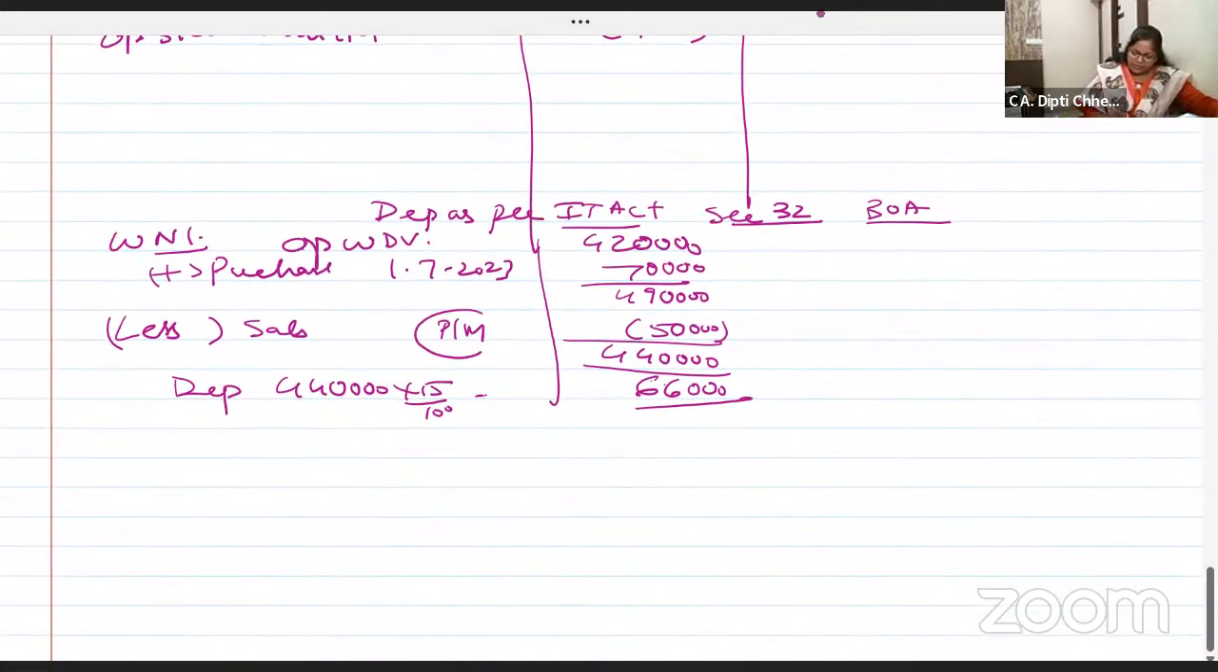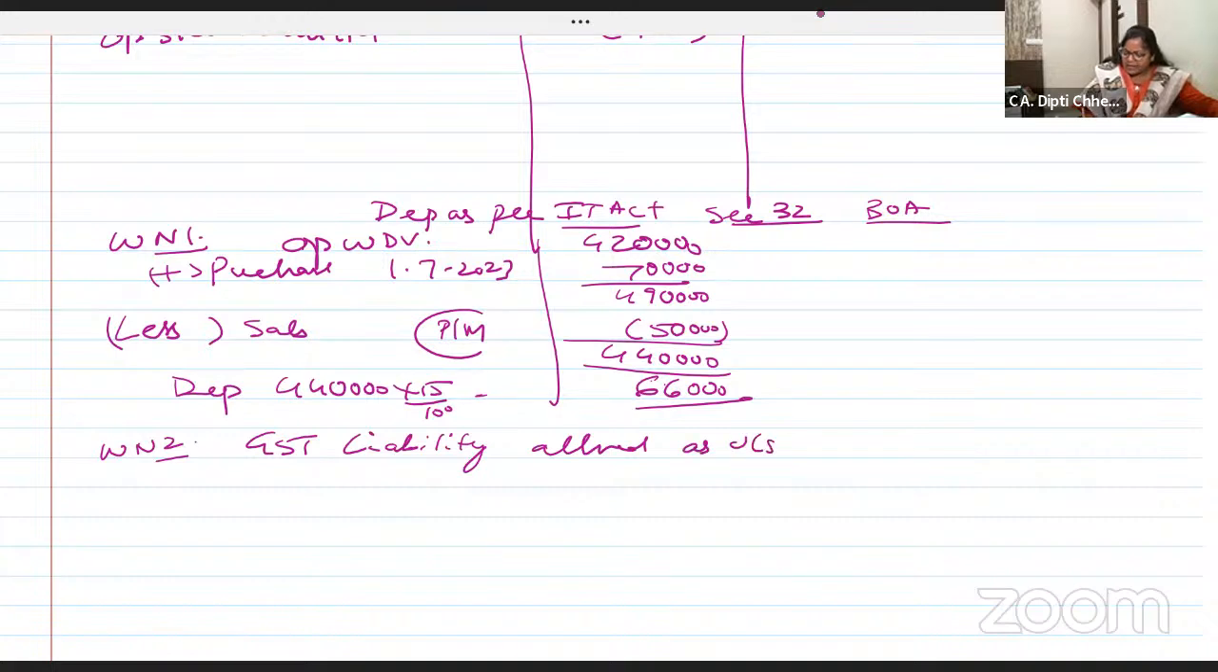Okay. So we'll write a simpler note, working note 2. GST liability allowed. It's allowed as under section 43B, paid before due date. It's paid before due date of filing the return, no? So it's allowed.